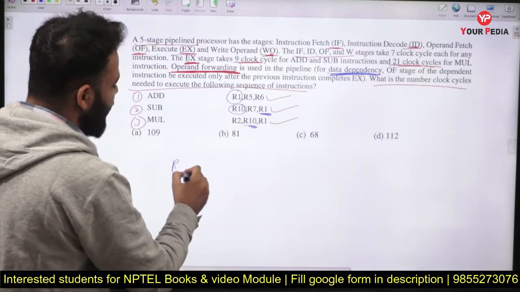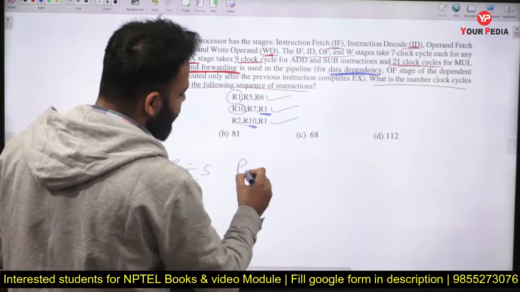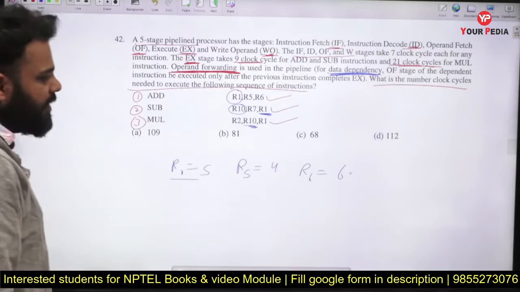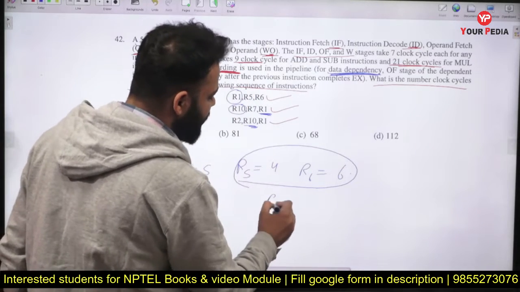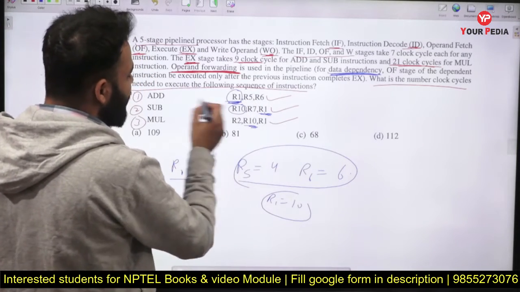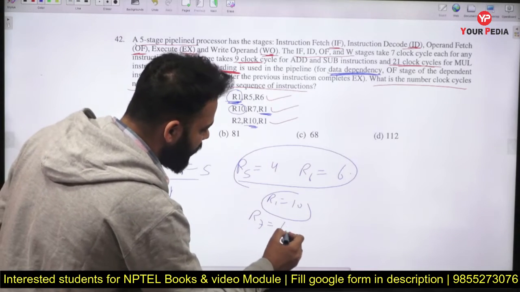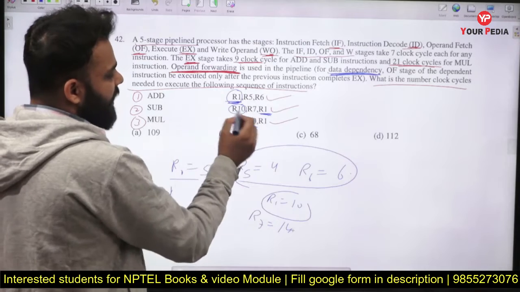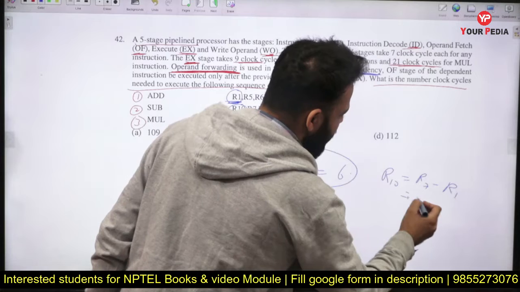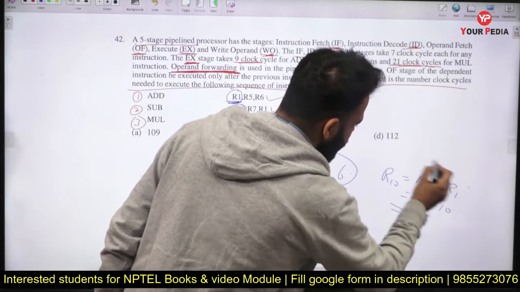Suppose that the R1 value is 5 initially. Now if you take R1 as 5, and let's say R5 is 4, R6 is 6. Now when you add these two, the R1 value will be 10, and this value 10 of R1 will be used in the subtract operation. Let's say R7 is 14. So the correct operation for subtract should be R10 equals R7 minus R1, which is equal to 14 minus 10, which is equal to 4.